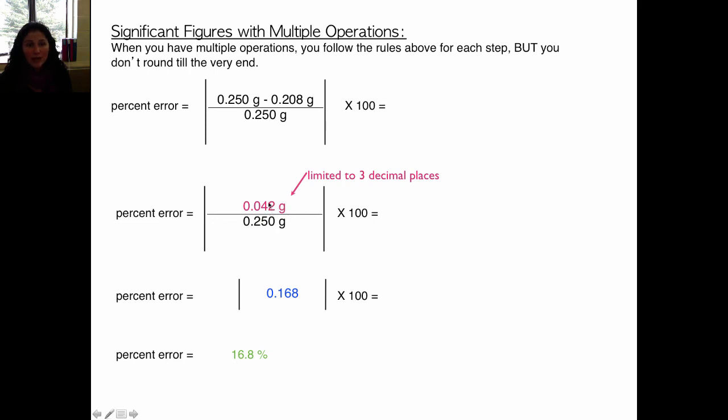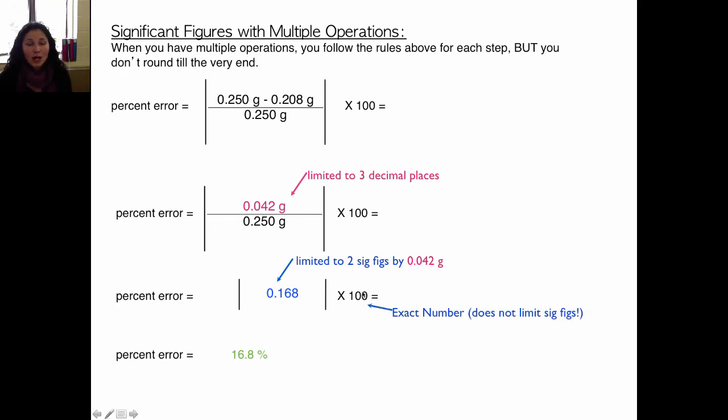So when you divide this number by this number, now you are technically limited to 2 significant figures in this number because of that 0.042. The 100% does not limit you because this is an exact number. When you're working with exact numbers, you can ignore them as you're figuring your significant figures. But because I was limited to 2 significant figures here, I would round my answer to 2 significant figures, and the final correct answer for this would be 17%.